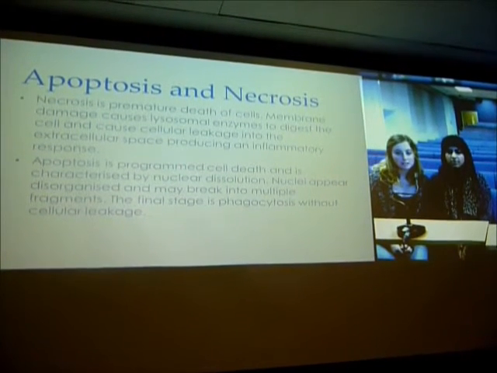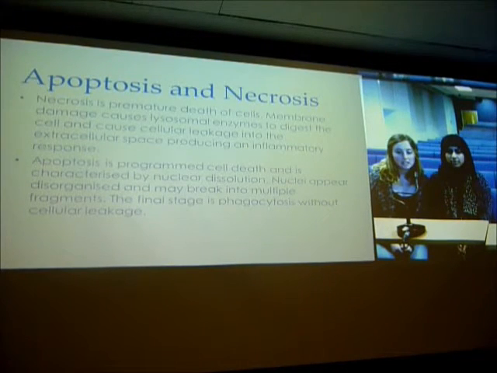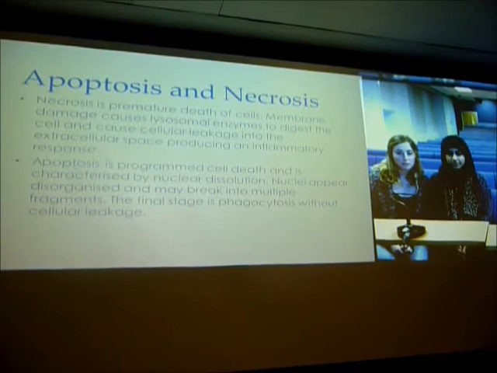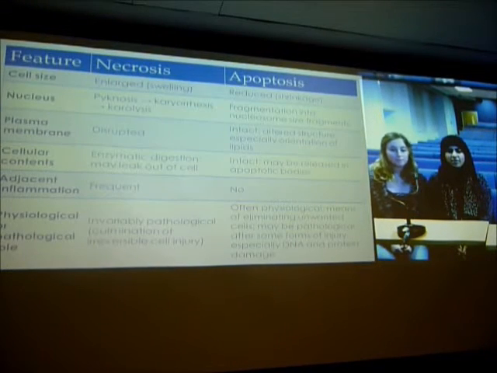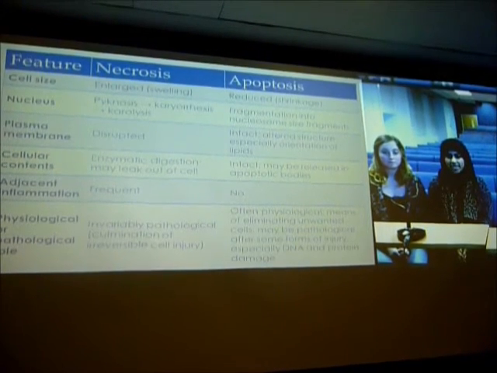Apoptosis is programmed cell death and part of homeostasis. It occurs when the cell is deprived of growth factors or when the cell's DNA or proteins are damaged, resulting in cell suicide. There is nuclear dissolution without loss of membrane integrity.